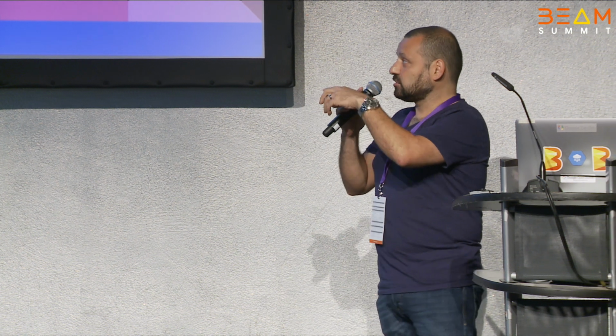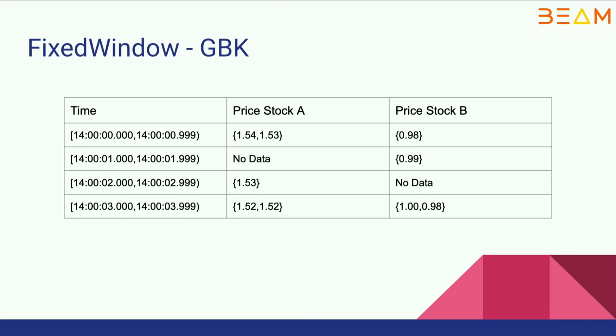So what would this look like if we did a fixed by duration 1 second window with a group by key? We're going to end up with something like this, where we have 4 interval windows. We're going to have an iterable list of the values seen within that window for each stock. And if you notice in interval 2 and interval 3, there are gaps for both of those stocks.